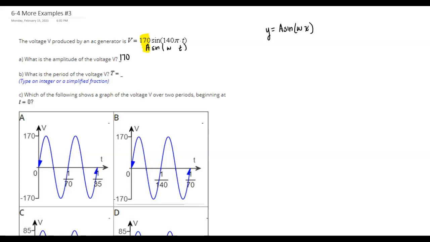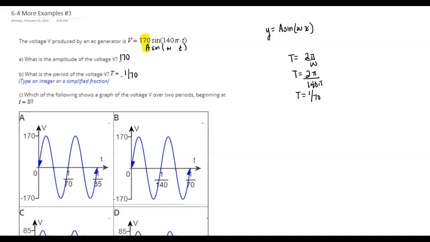Now we need to find our period T. We know T equals 2 pi over omega. So we know our period T equals 2 pi over 140 pi. And if we simplify that down, we get T equals 1/70th. So now we have a period of 1/70th. Knowing that information, it brings us to C.